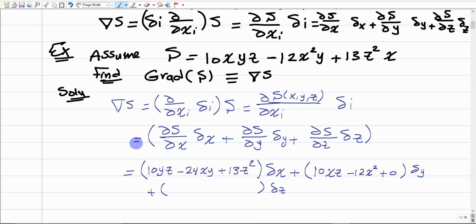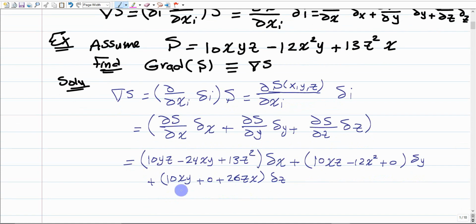Once we do it, we can do the same for the third component, which is the z component of this vector. Remember that nabla S gives a vector. So this is the third component of this vector. For the first term with respect to z, we end up with 10xy. For the second term, we end up with 0, since there are no z's in the second term. For the third term, we have 13z squared, which gives 26zx. Agree?